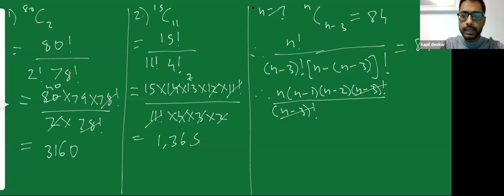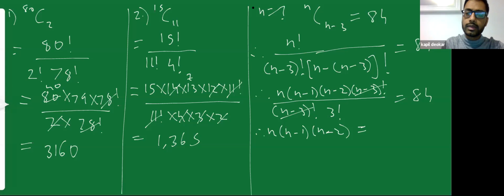If I open this bracket, what will I get? N minus n cancel out, minus minus plus 3 factorial, which is equal to 84. Therefore, I can say n minus 1, n minus 2 is equal to, I'll write 84 in simpler terms. 84 can be written as 42 2s, 42 is 21 2s, 21 is 3 7s, and this 3 factorial to the other side. 3 factorial is 3 into 2 into 1.